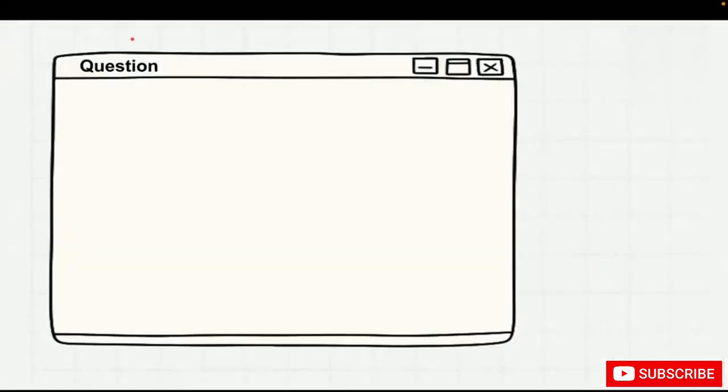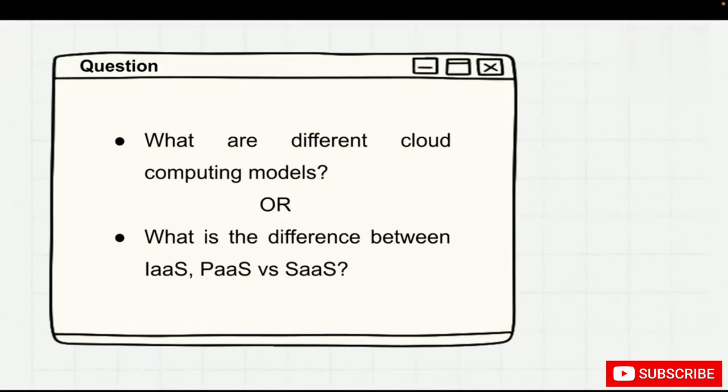Let's see some more questions. The first set of questions can be asked in two ways. What are the different cloud computing models? The second is, what is the difference between infrastructure as a service, platform as a service, and software as a service? So we have three different computing models for usage, and on that basis we can have several questions.